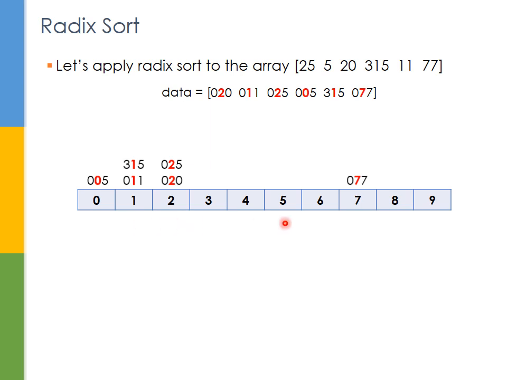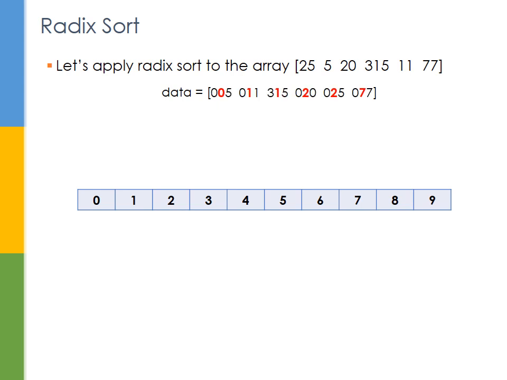We now need to run through all of our individual piles, dequeuing values as we go and moving them into the data array. So we dequeue the value 5 from pile 0, that goes into the first position in the data array. Then we dequeue 11, that goes into the second position in the data array. We dequeue 315, which goes into the third position. Then 20, which goes into the fourth position, 25, which goes into the second last position, and finally the value 77, which goes into the last position in the array.